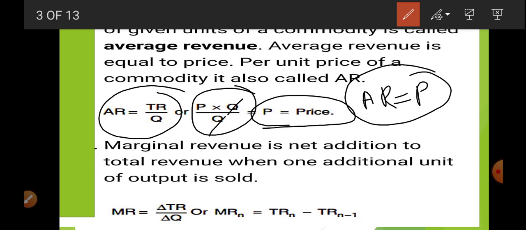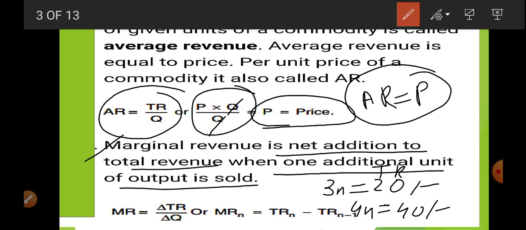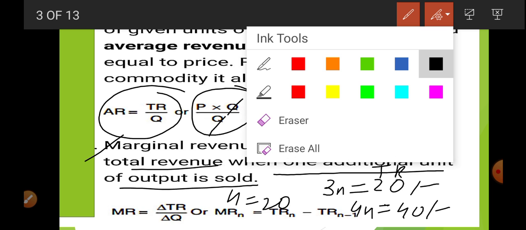Okay, now next topic is marginal revenue. Marginal revenue is what? Net addition to the total revenue when one additional unit of output is sold. Suppose if a firm is selling 3x, so he is getting total revenue equal to 20 rupees. Now he is selling 4x and his revenue is now 40 rupees. So in this way, from this fourth, how much do we get? We get 20. Okay, so this is your marginal revenue.